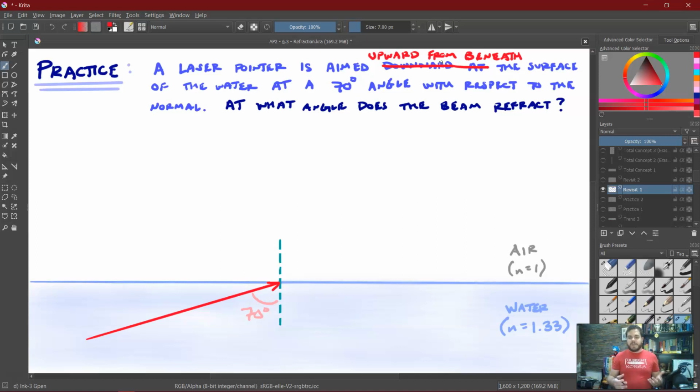And let's go ahead and do this again. Now, we can already instinctively say that the angle should be bent away from the normal because we're going from a material with a higher to a lower index of refraction, but go ahead and try to calculate it now.